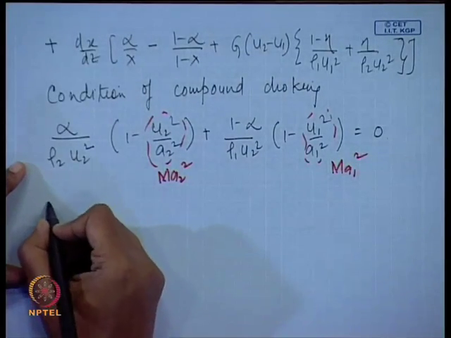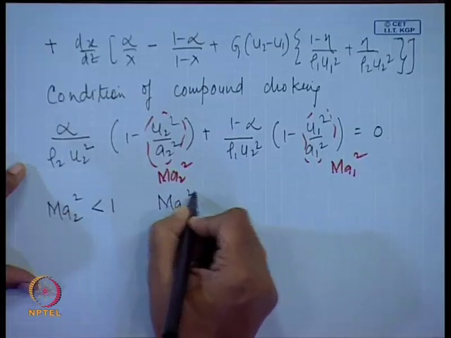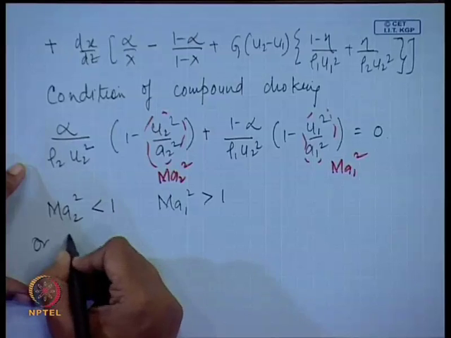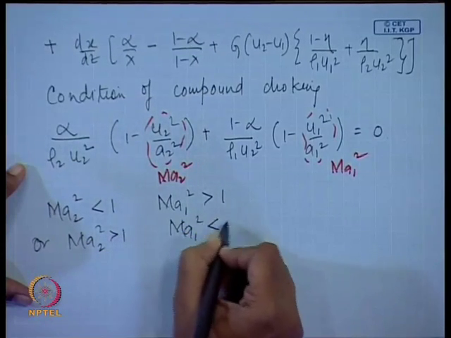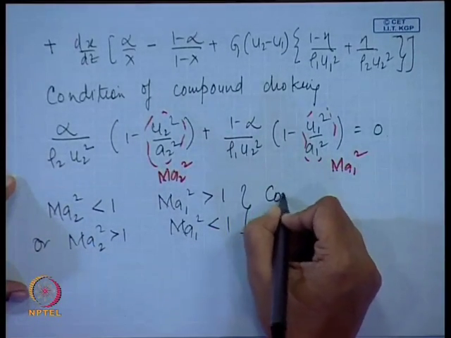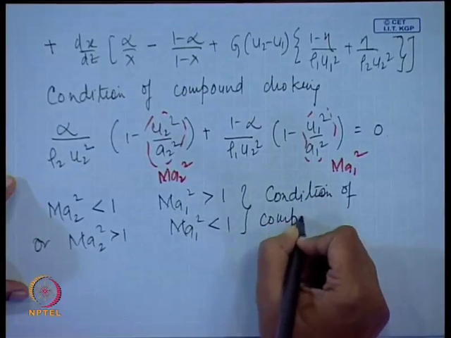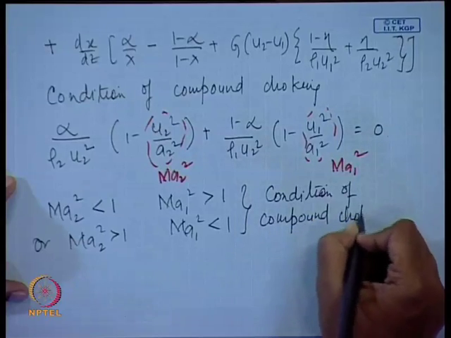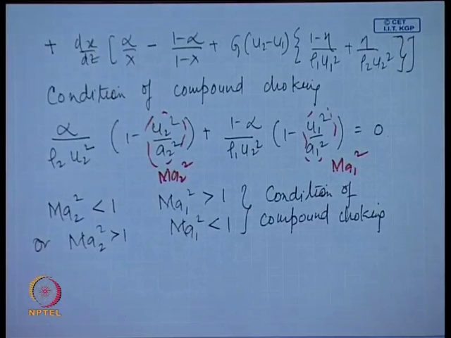So, therefore, we can have compound choking when Ma2 square less than 1 and Ma1 square greater than 1, or Ma2 square greater than 1 and Ma1 square less than 1. Only under that condition we are going to have it. So, if both of them have to be equal to 0, definitely under that condition we are going to have choking.